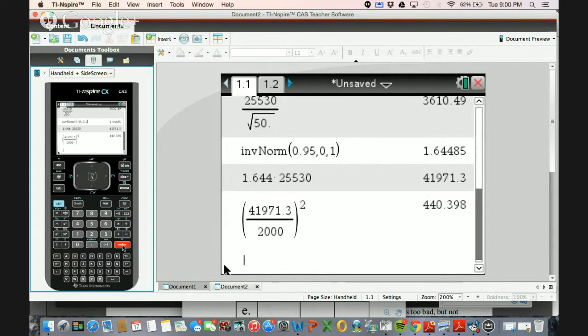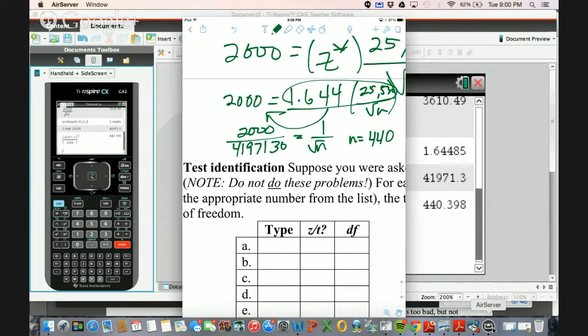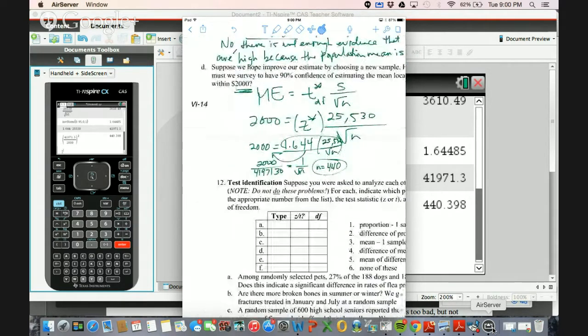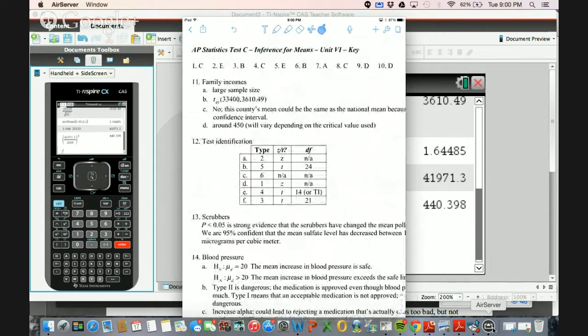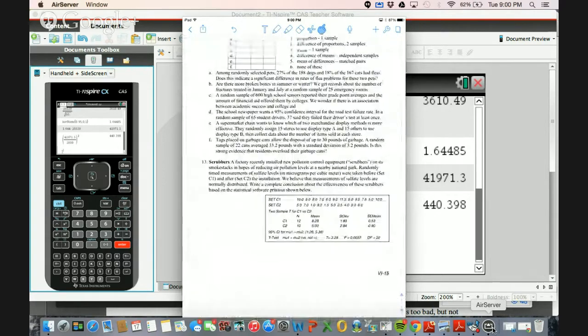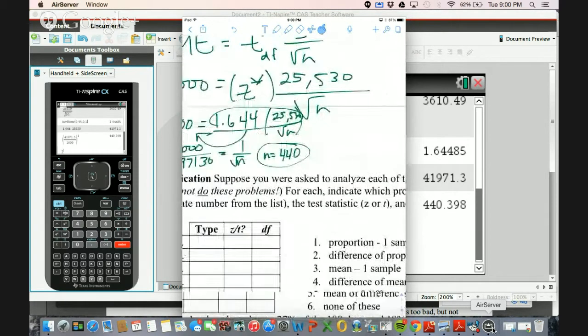440 would be my new n. All right, so that's what I have for n. That would be the sample size. That's a huge sample size. Let's see if that's what they got in their answer here. Yeah, around 450, right? Depending on the critical value. So we got 440, which is basically what you really needed to do.